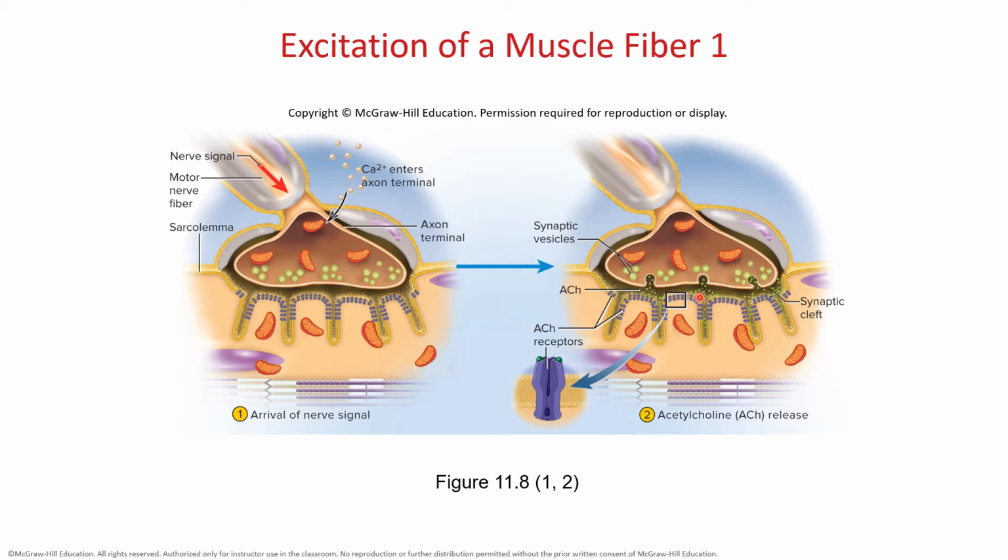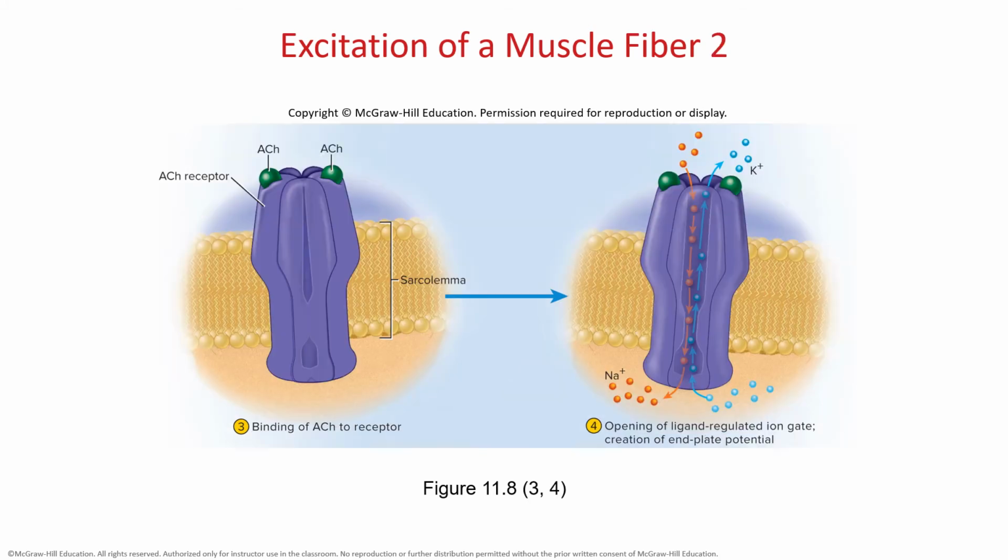synaptic cleft. The acetylcholine is going to diffuse across, and it's actually going to bind to acetylcholine receptors on the other side. So acetylcholine, ACh, is going to diffuse across the synaptic cleft, and it's going to bind to these receptors here. Two molecules of acetylcholine are going to bind to the receptor.